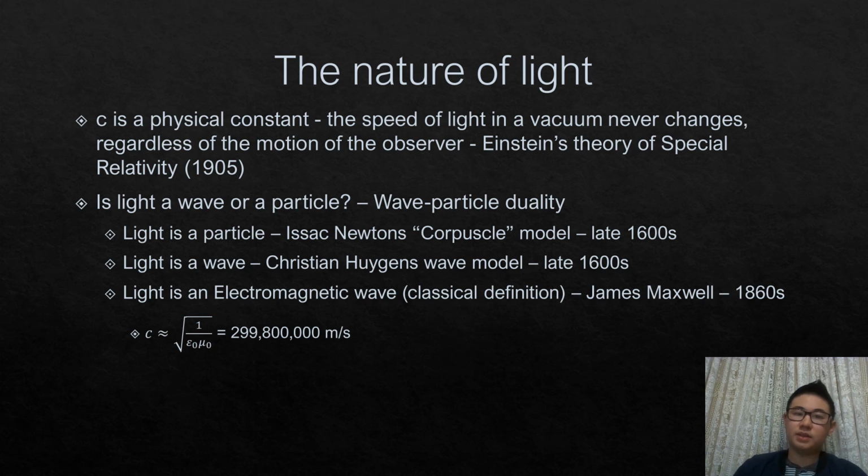Quite a few years later, James Maxwell came along and explored the properties of electromagnetism, and he actually got a very, very close calculation for the speed of light using electric and magnetic constants. And which suggested that light had something to do with electromagnetism. And for quite a while in classical physics, light was defined as an electromagnetic wave with oscillating electric and magnetic fields.